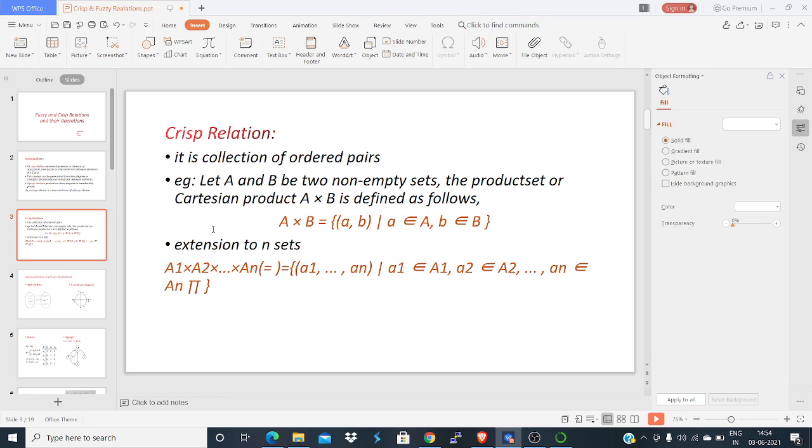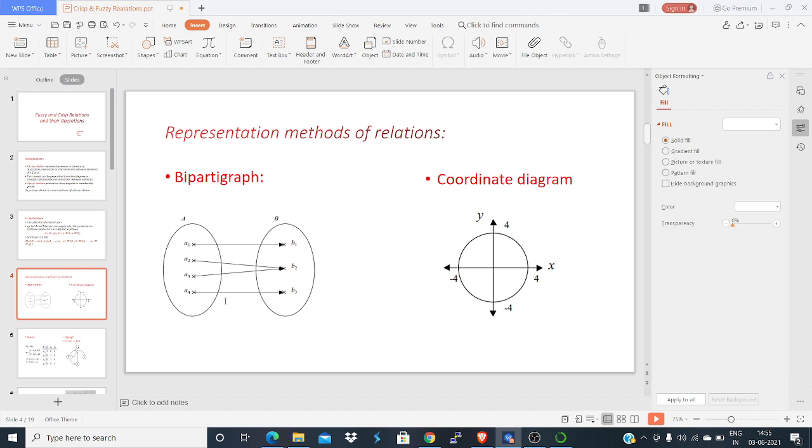And for n sets, we write A1 to An and the product A1 cross up to An, with all the subsets given in a single set, where a1 belongs to A1, a2 belongs to A2, and so on, up to an belongs to An. This is the representation.